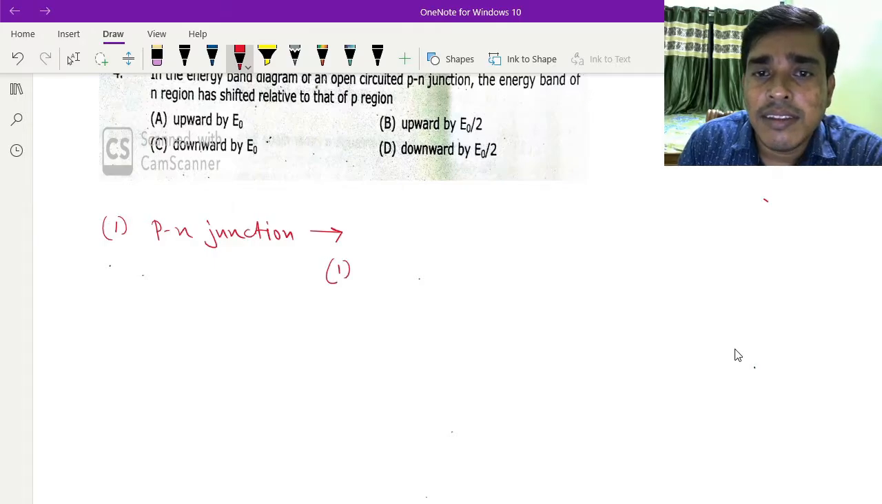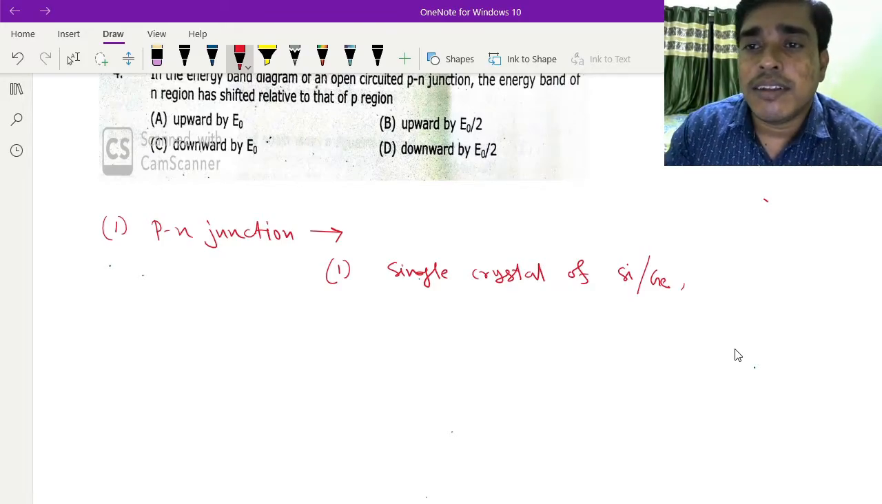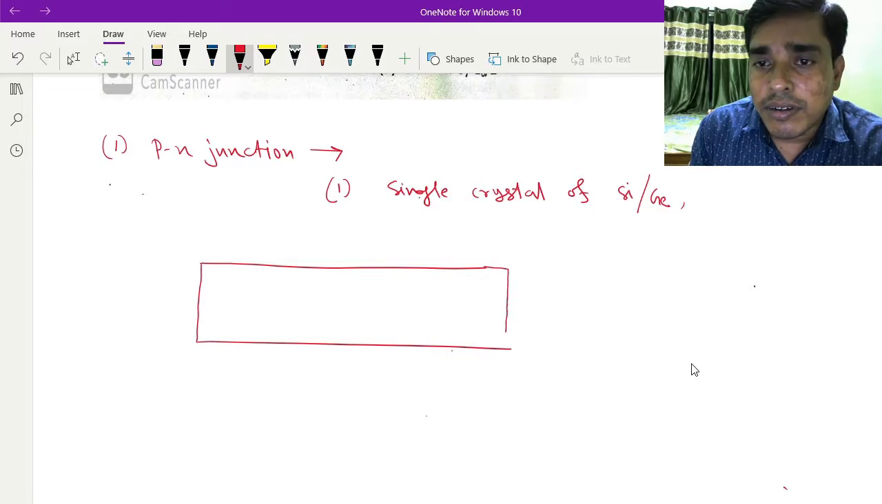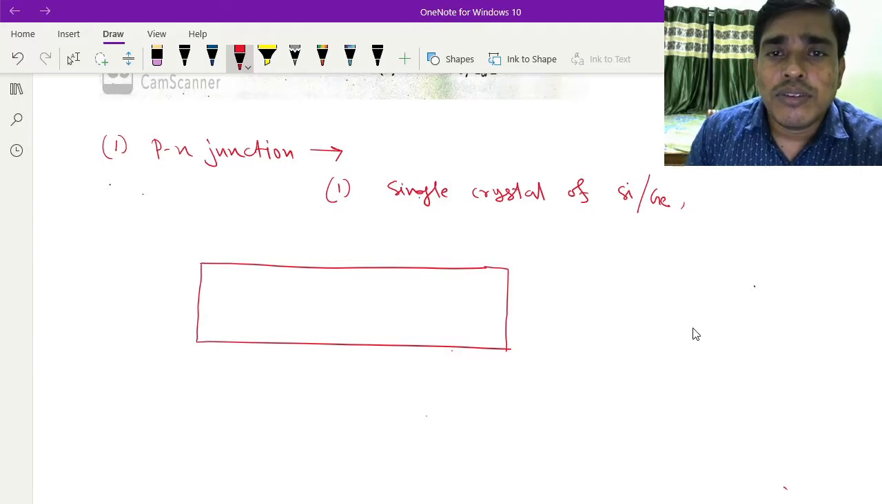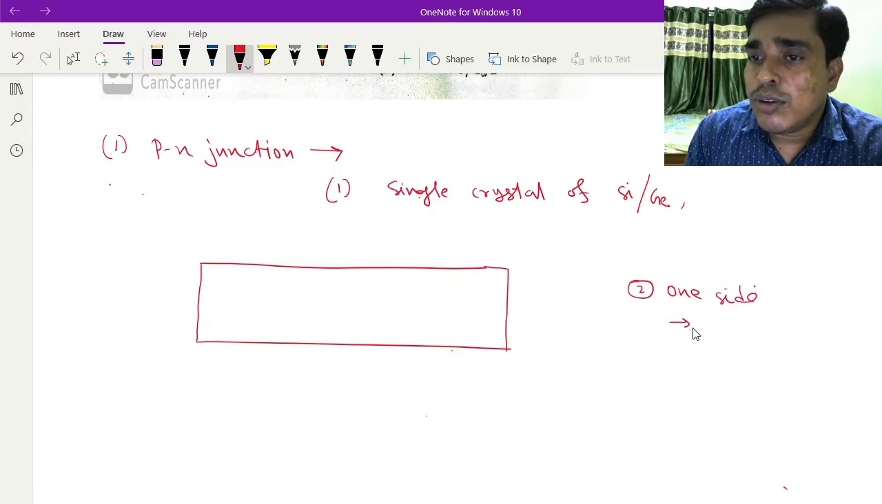Step 1: you have to take a single crystal of silicon or germanium or gallium arsenide, etc. Step 2: one side is doped with a pentavalent atom, and the other side is doped with a trivalent atom.